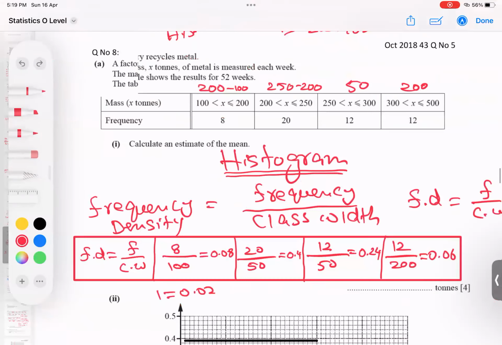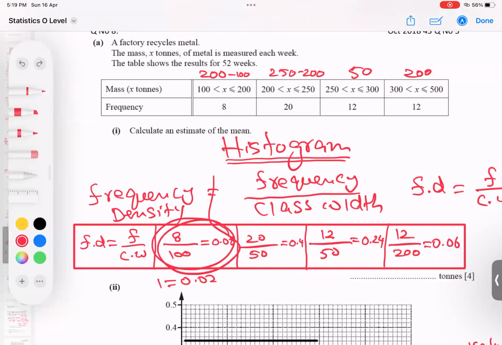This frequency density starts from 100 and ends at 200. I repeat my words, very, very important, students. For this column, this height, in the histogram I will plot between these two boundaries, 100 and 200.